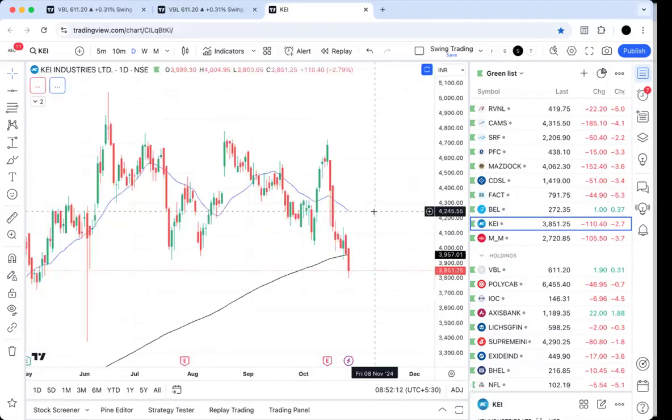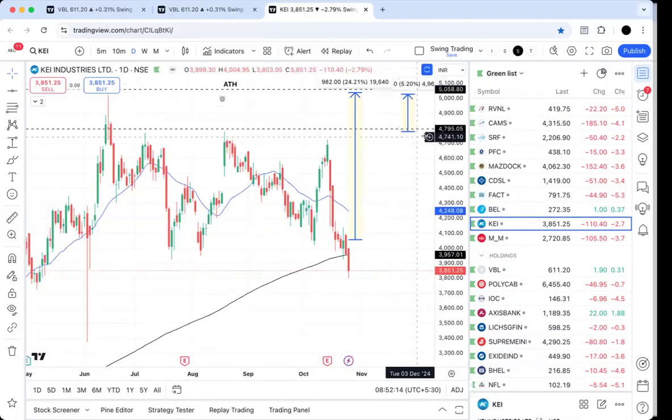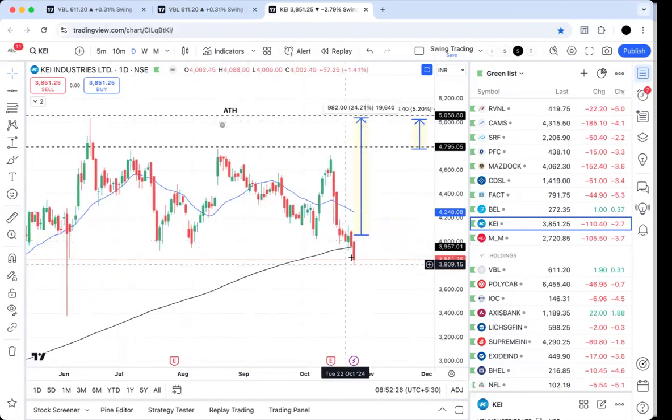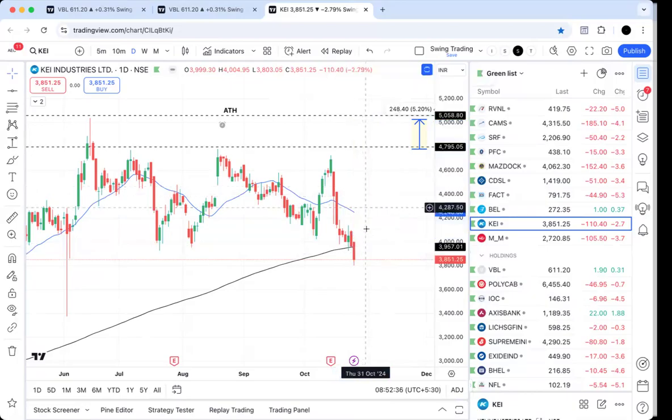Okay, next one I'm looking at is KEI. Again, something very similar. Look at this. The price got rejected from the all-time high. Again, got pushed down. It never really made it up to that all-time high again. And so here at the 200, what is happening here? I'm hoping that it's bouncing off the 200, but there's no confirmation here, so I'm waiting.